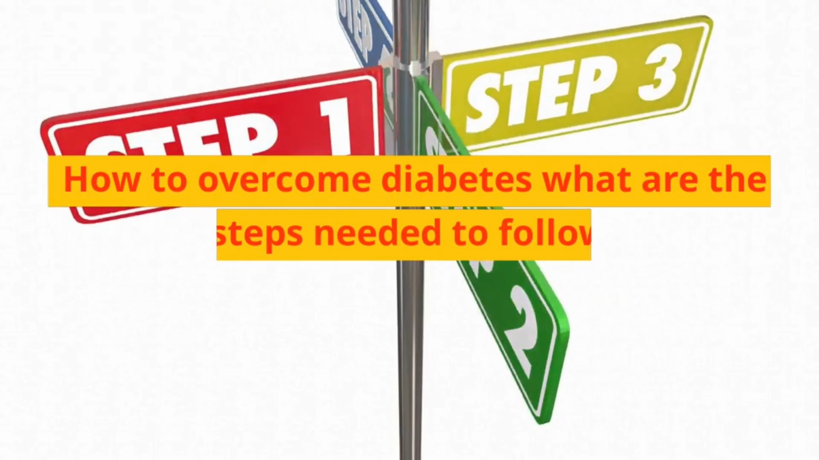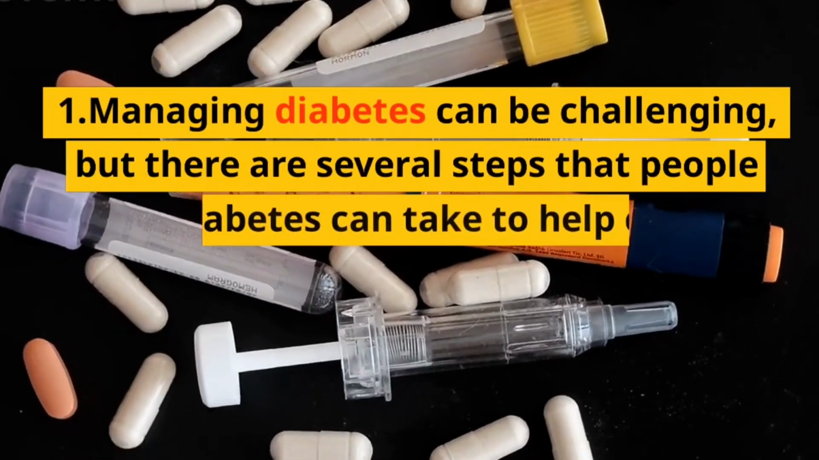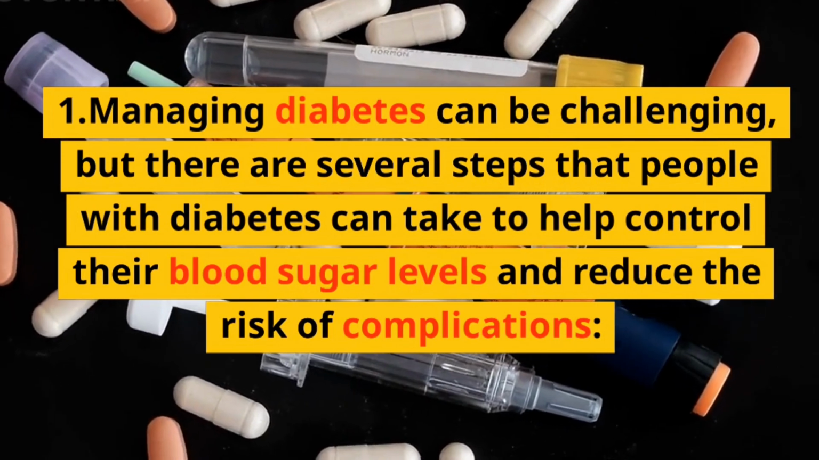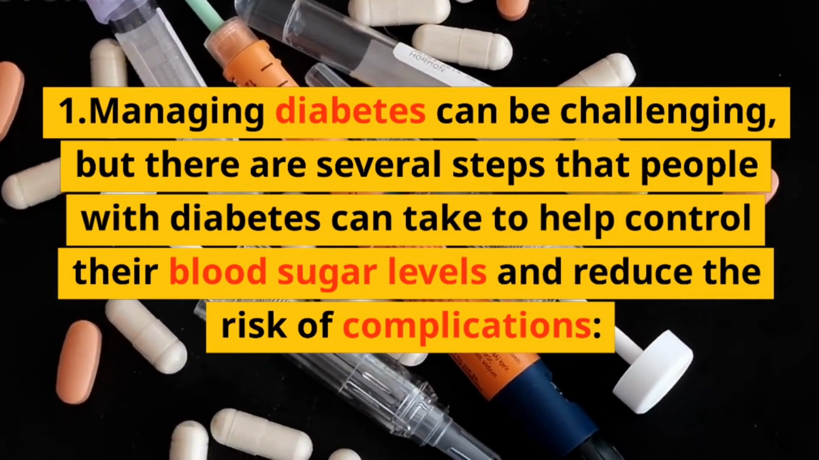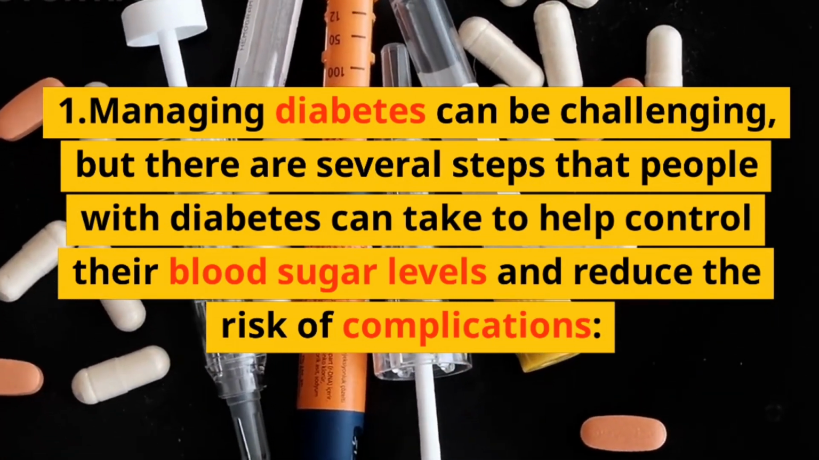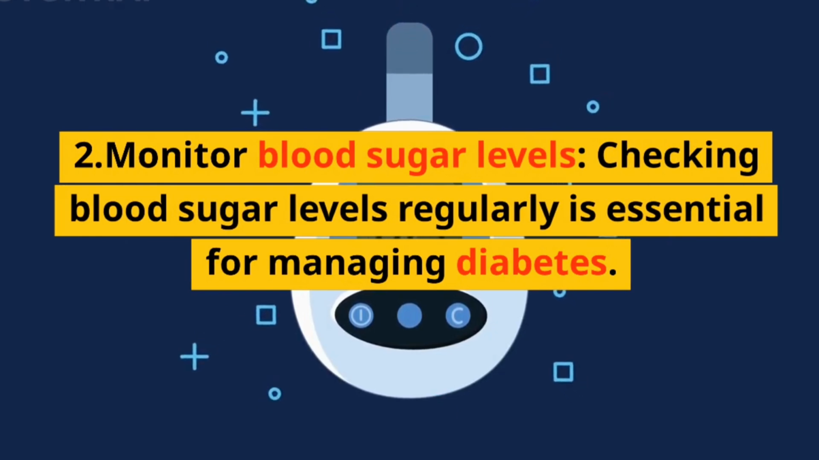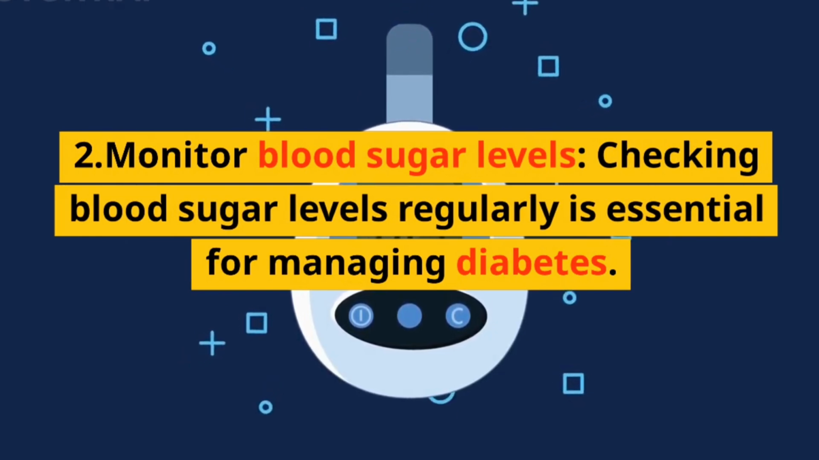How to overcome diabetes? What are the steps needed to follow? 1. Managing diabetes can be challenging, but there are several steps that people with diabetes can take to help control their blood sugar levels and reduce the risk of complications. 2. Monitor blood sugar levels. Checking blood sugar levels regularly is essential for managing diabetes.